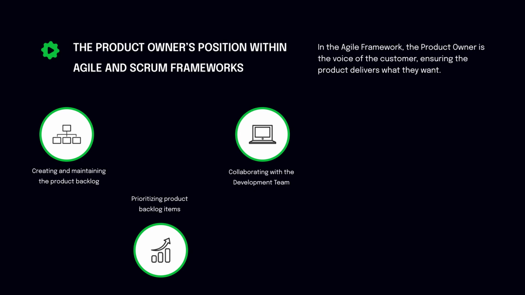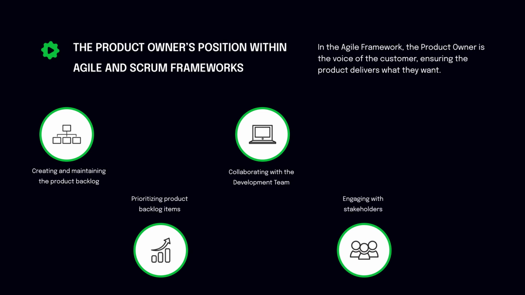Collaborating with the development team. The product owner works closely with the development team to clarify requirements and provide guidance. They ensure that the team has a clear understanding of the product vision, goals, and priorities. The product owner also reviews and accepts or rejects the work delivered by the development team during each sprint.